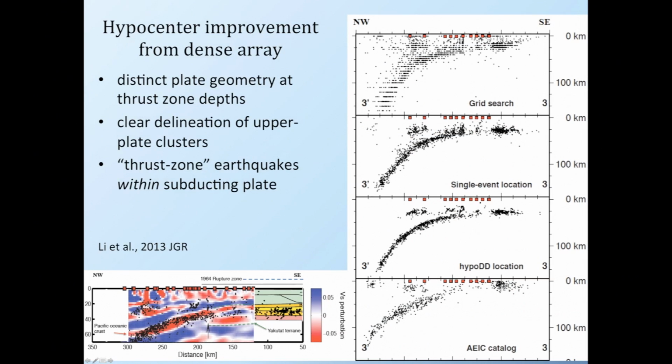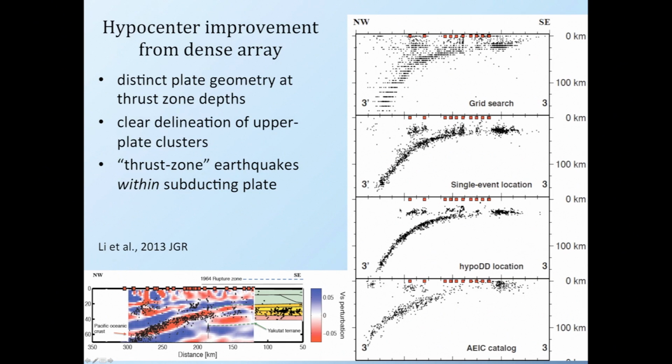If we just look at what the seismicity looks like in cross-section, this shows from top to bottom the automated locations, our best attempts at single event locations, and the double difference locations, by comparison with the standard catalog that the AEIC collects. And what we can see is that we have an awesomely narrow seismic zone. It's a few kilometers wide and virtually flat in the thrust zone in the region that ruptured in 1964, with some pretty clear upper plate deformation patches.